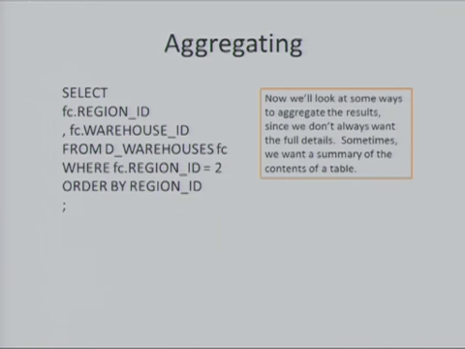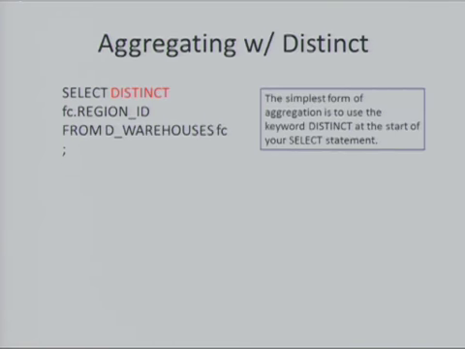We're going to start with this basic query: region ID and warehouse ID from the D warehouses table, where region ID equals 2, so Europe, and then ordering by region ID. We're going to play with that table and add some different types of aggregation, because there are a few different ways you can aggregate. I guess I'm even simplifying the query further.